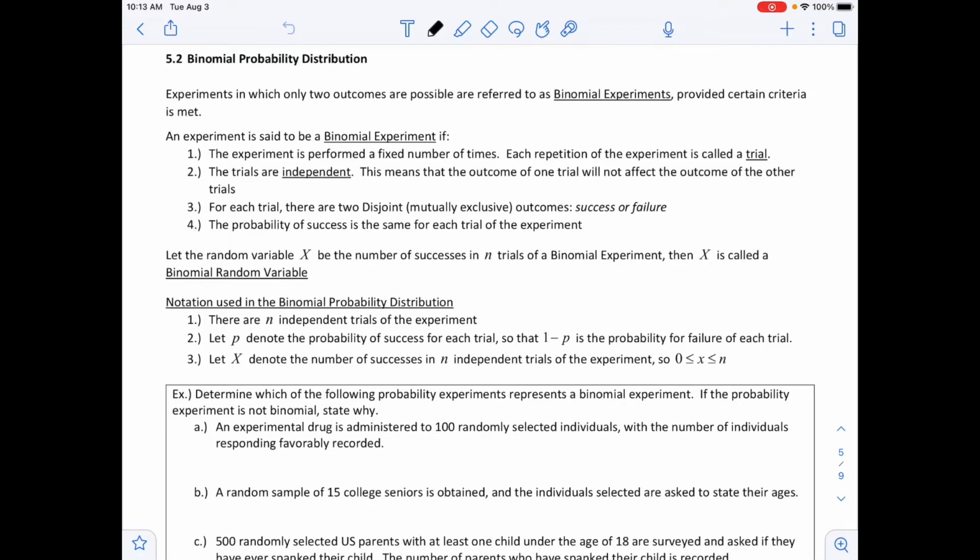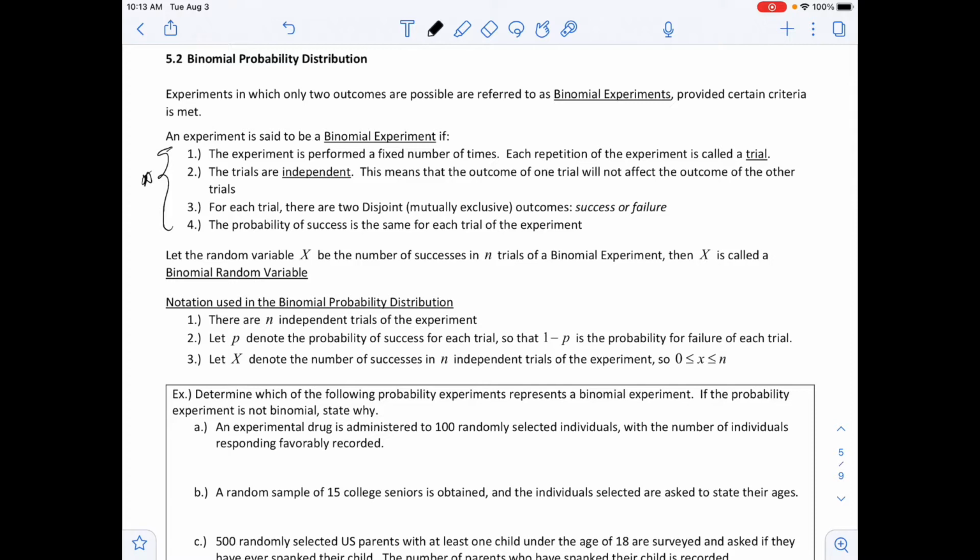We are in section 5.2, binomial probability distributions. Experiments in which only two outcomes are possible are referred to as a binomial experiment, provided certain criteria are met. So an experiment is said to be a binomial experiment if the following four requirements are met. So definitely something we need to know.